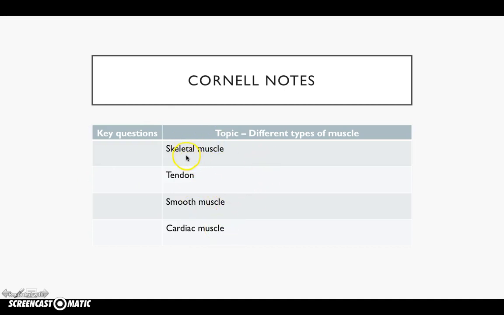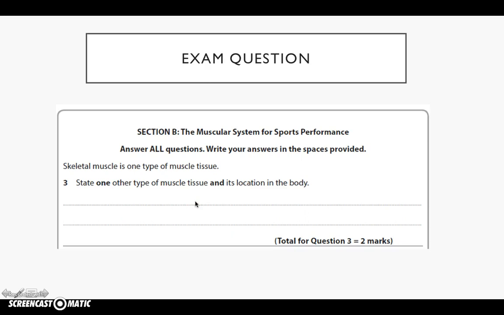Just a quick reminder for our Cornell notes, title skeletal muscle, you write your description and key information underneath it. Then to the left hand side, you're going to put your key questions, to remind you of the answer. Same for tendon, same for smooth muscle, same for cardiac muscle. Okay. So this is a typical exam question that you may get about the types of muscles in the body. Skeletal muscle is one type of muscle tissue. State one other type of muscle tissue and its location in the body. We're going to look at that now.